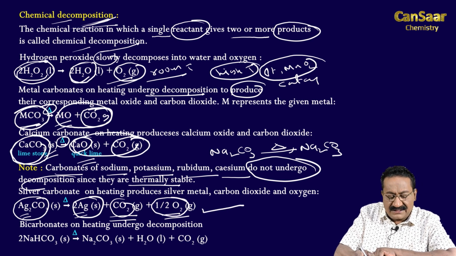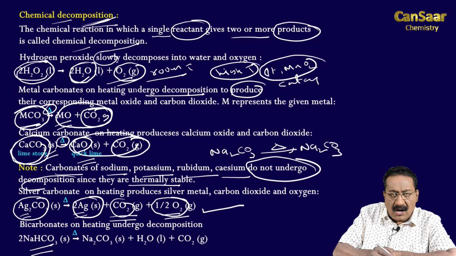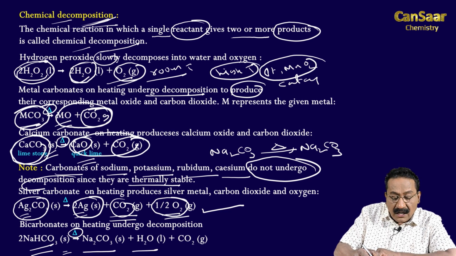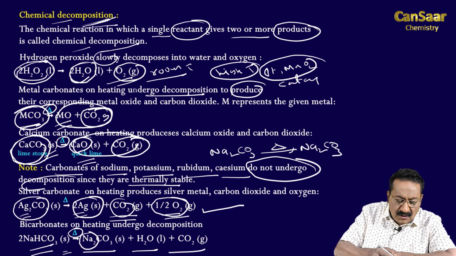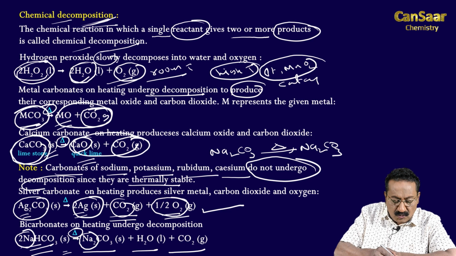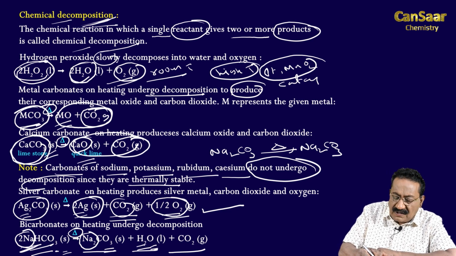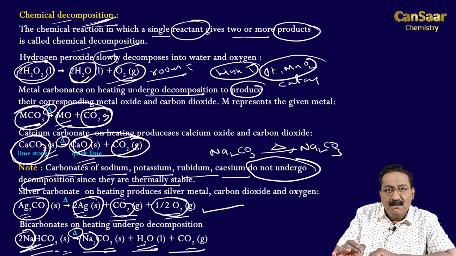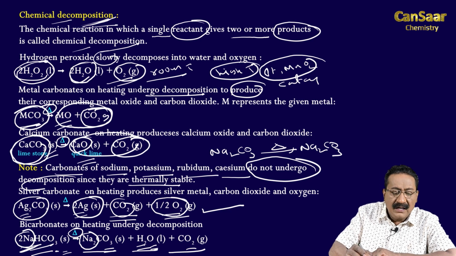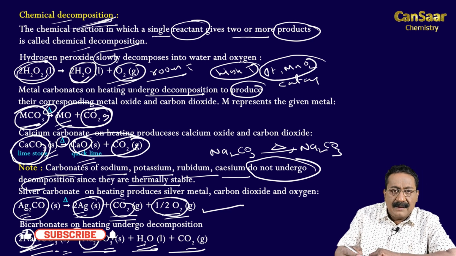Equation is balanced. Similarly, sodium bicarbonate, solid, on heating undergoes decomposition and gives sodium carbonate solid, water in liquid state, and carbon dioxide gas is liberated. Here 2Na, 2H, 6 O's on the left; on the right, 3 O's in sodium carbonate, 1 O in water, 2 O's in carbon dioxide, totally 6 O's. Equation is balanced. Very good example for chemical decomposition.